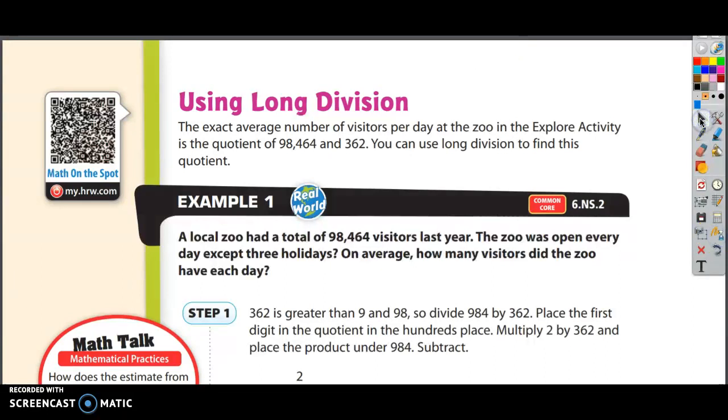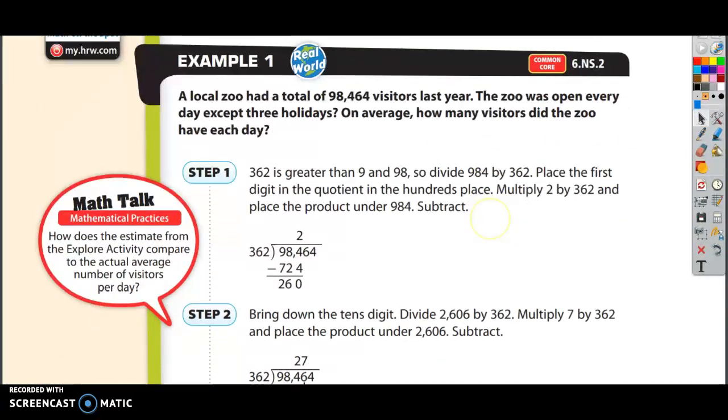We're not going to go through this entire step, but we are going to read the example. I'll reread what we read from page 107. A local zoo had a total of 98,464 visitors last year. The zoo was open every day except 3 holidays. On average, how many visitors did the zoo have each day? That means to divide, and so we take our 98,464 and we divide that by 362.